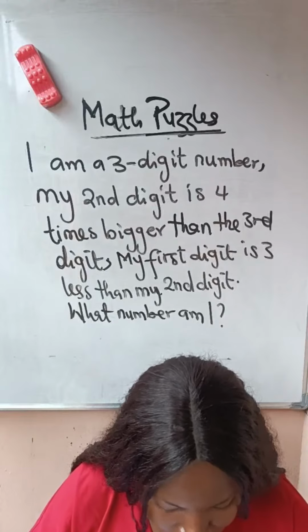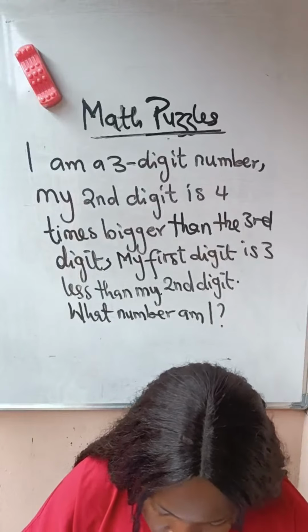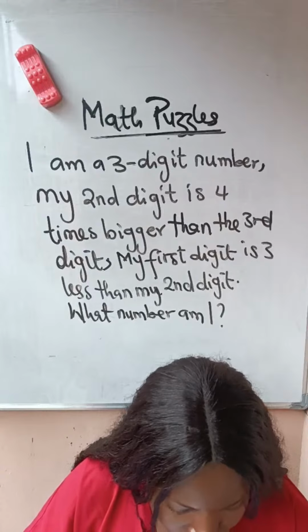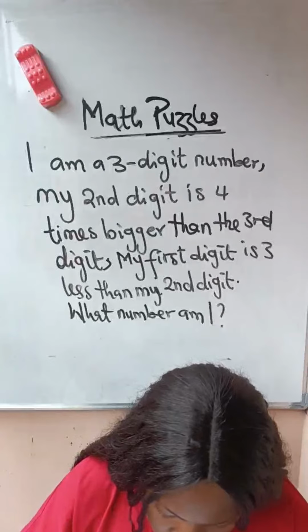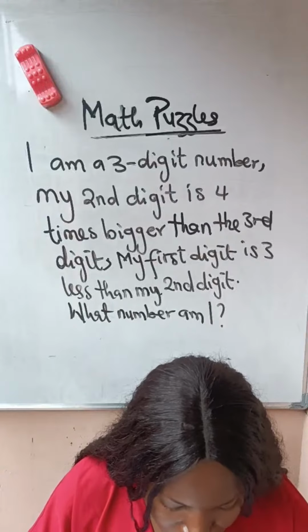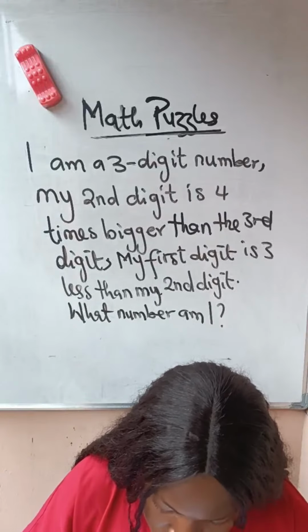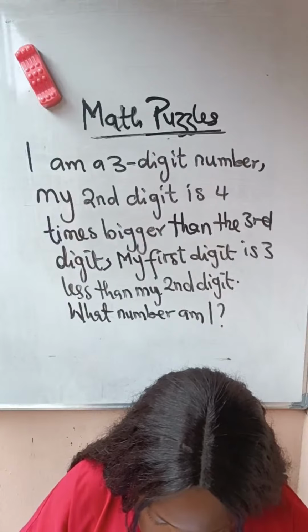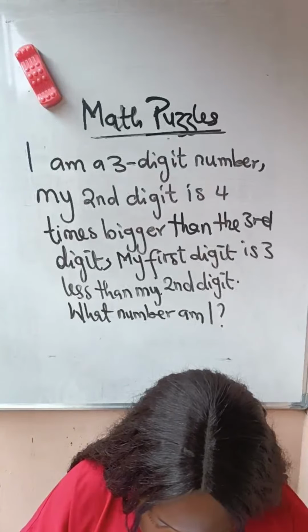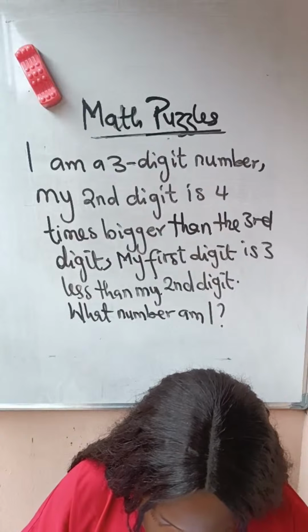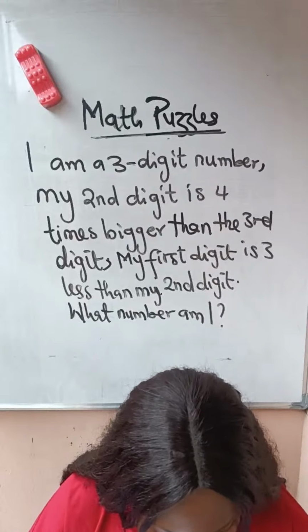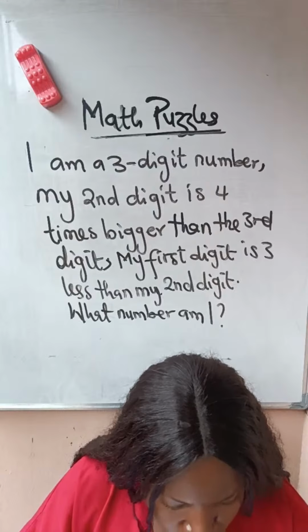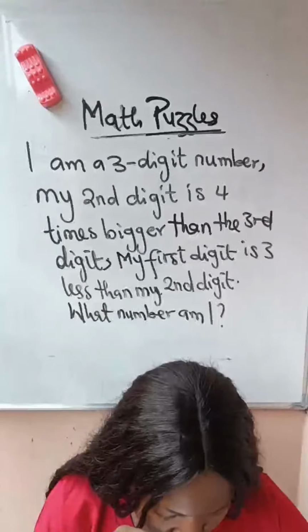Grok, thanks for joining. It says, I am a 3-digit number. The second digit is 4 times bigger than the third digit. You are going to make an equation with this particular sentence.